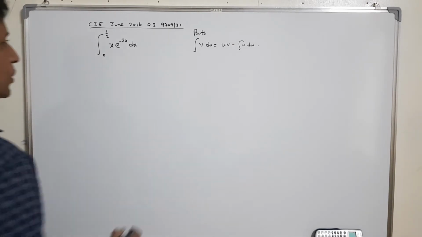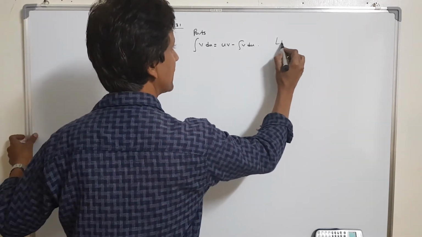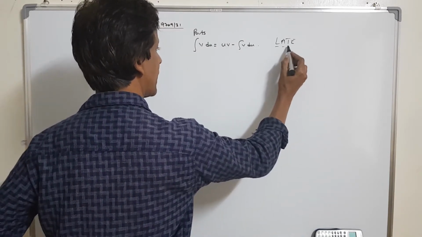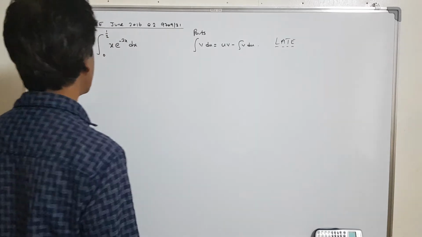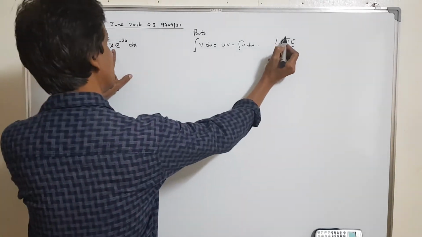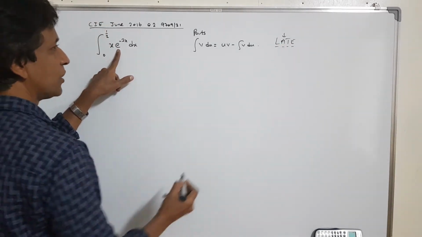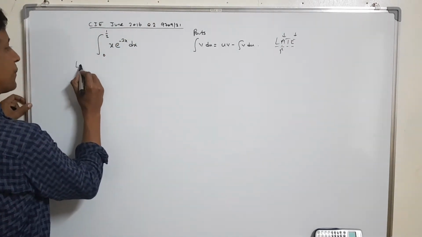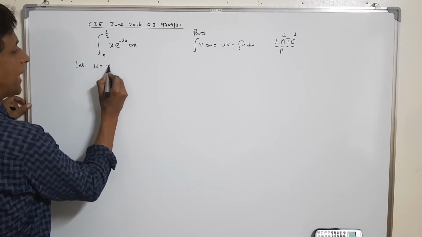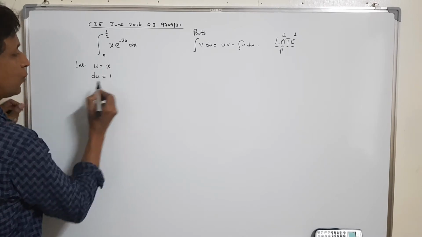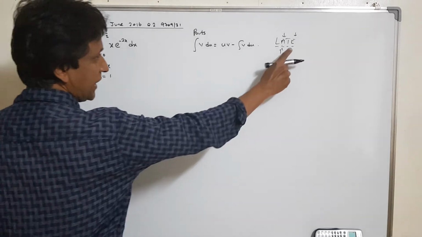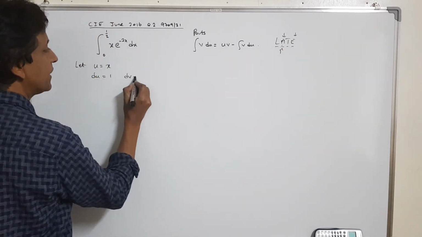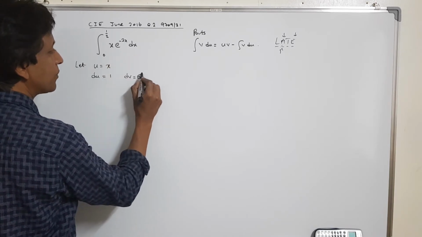Right, so we can use the acronym LATE: logarithms, algebraic, trigonometry, exponential. I've got algebraic here, which is this one, and I've got exponential, which is the last one. So we're going to take algebraic first. Therefore, we can say let u is equal to x, and therefore du is equal to 1. Similarly, for the exponential, dv is equal to e to the minus 2x.